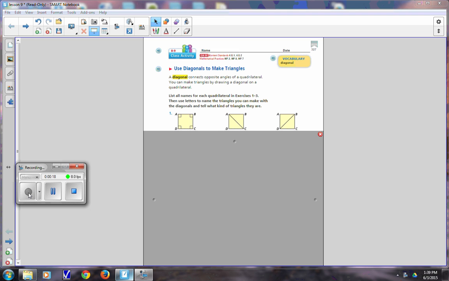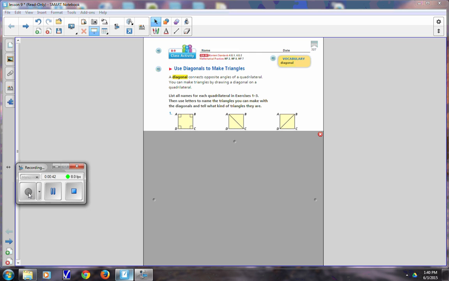So what we're going to do today is talk about a diagonal line, and diagonals make triangles when you put them in a quadrilateral. It says a diagonal connects opposite angles of a quadrilateral, so you can make triangles by drawing a diagonal in any quadrilateral.